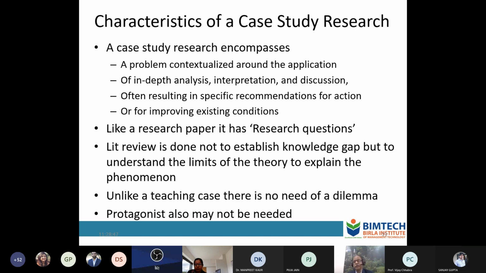Then we started thinking that we can't change the identity of the journal. It is a case research journal. So what do we do? Our research question was this, and we did extensive research on it. We will publish a paper on this sometime later.